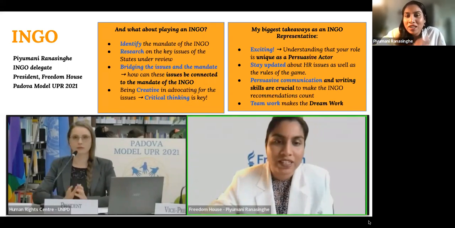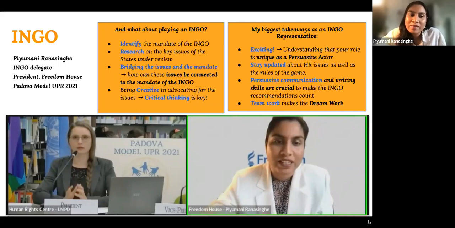So the work is a bit different to what the other entities are doing. But it's interesting because it also provides you with a challenge. For instance, you always have to identify the mandate of your INGO and try to promote it, on an issue concerning your INGO, in one of the states that are under review. Finding those issues is always a challenge, but I'm sure everyone will excel at it.